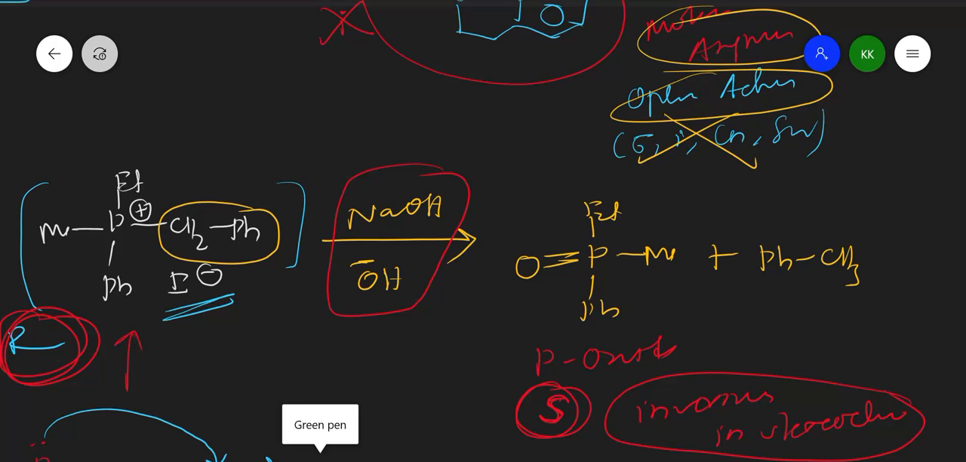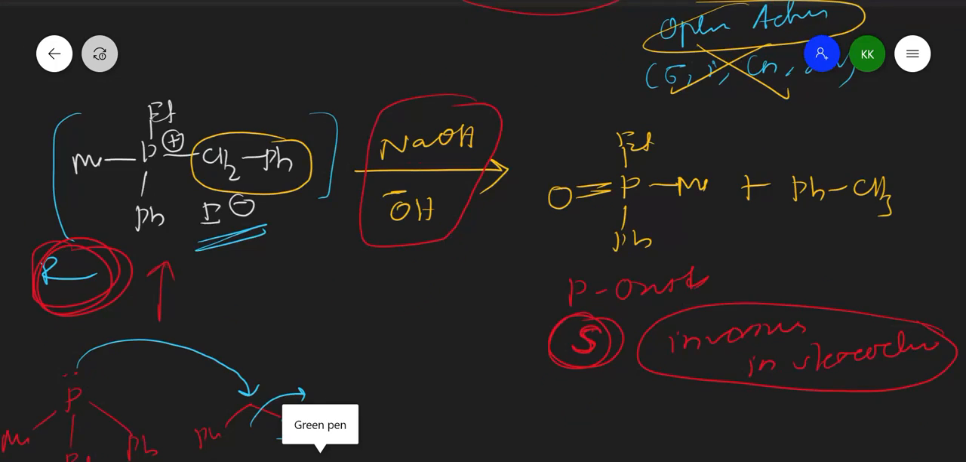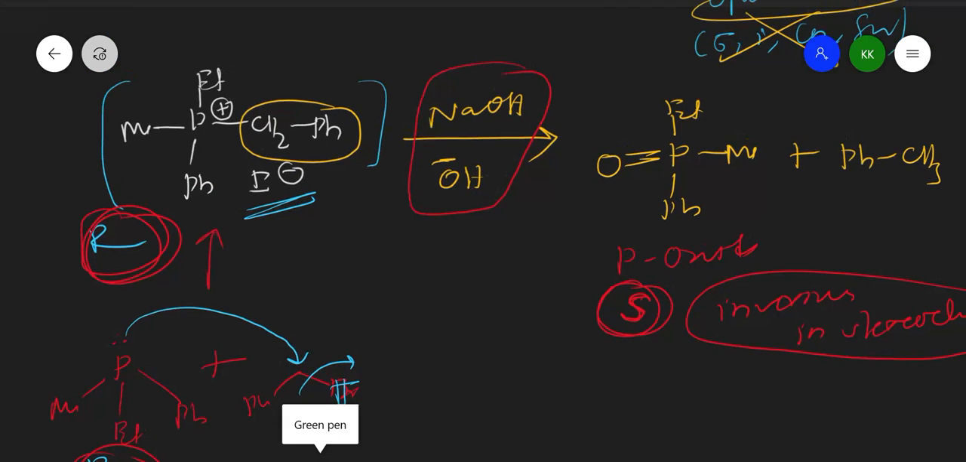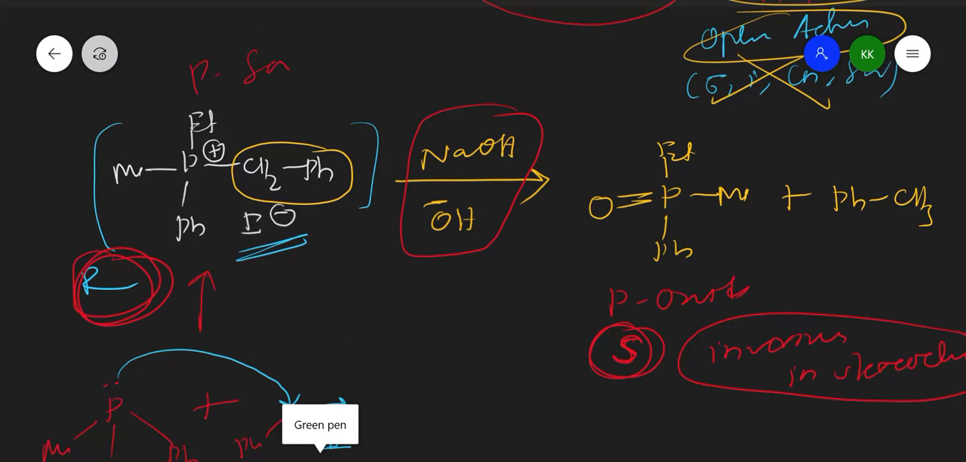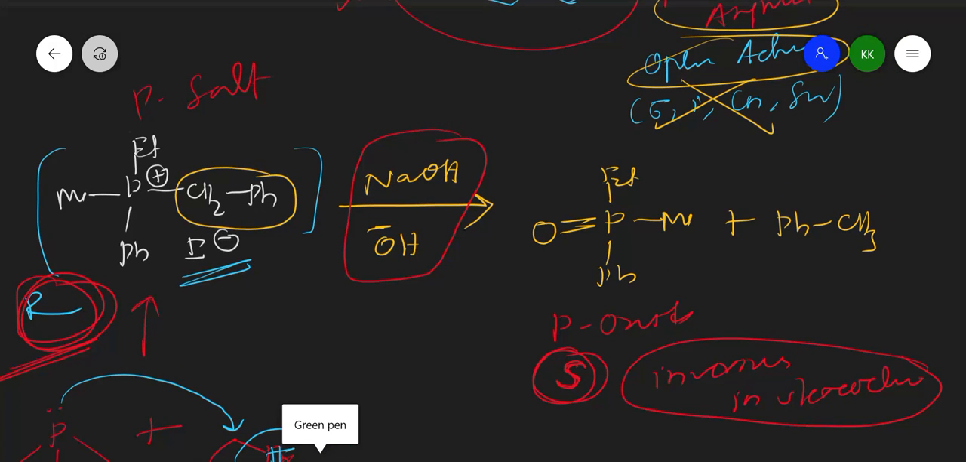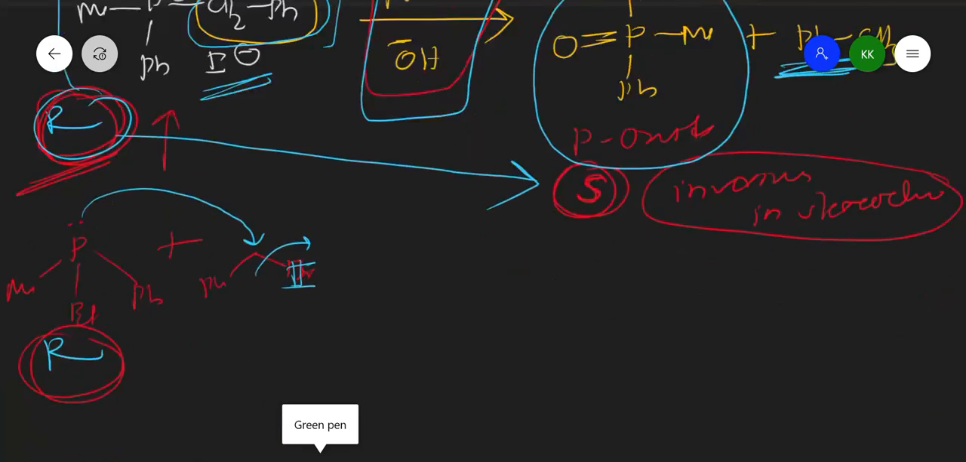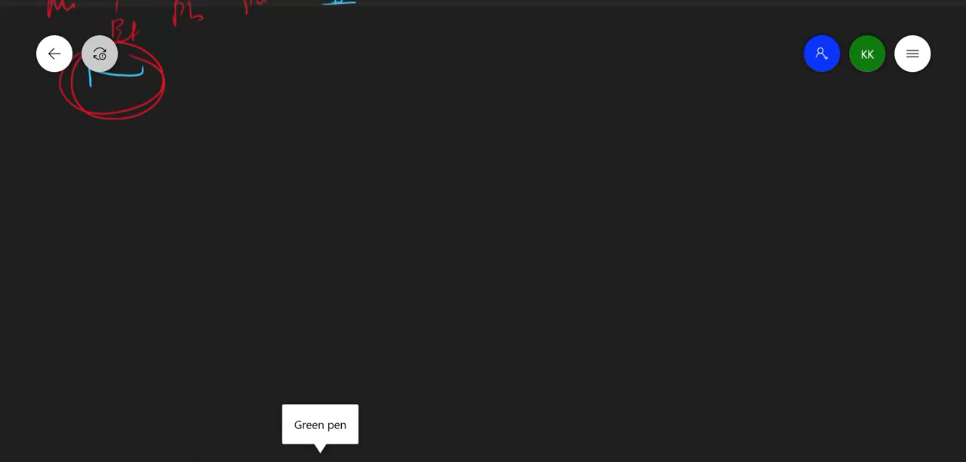So these reactions you should remember. They will ask you, right? Initially in this reaction, it was R. After this reaction, we got this product, the phosphonium salt, which is retention of configuration, because all remain R. But when we reacted with NaOH, the OH minus, the PhCH2 has gone out as PhCH3, toluene, and we have formed this phosphine oxide. If you check the stereochemistry, initially it was R, now it has converted to S. So from R to S means inversion in stereochemistry happened, right? So we call this reaction inversion in stereochemistry.